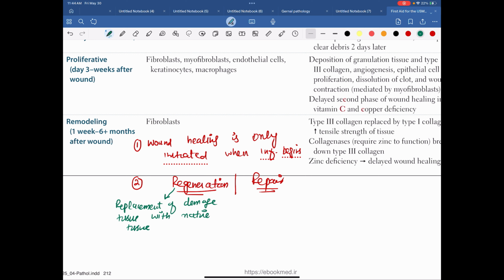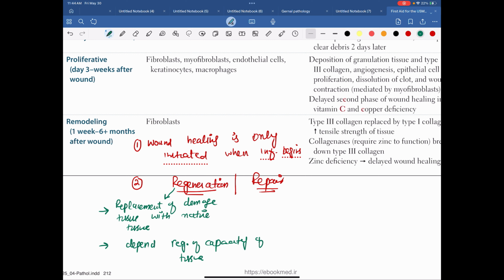This is the definition of regeneration. Then they can also ask the question like, regeneration depends on which thing? Regeneration is dependent on the regenerative capacity of tissue. So it means regeneration is dependent on the capacity of the tissue. So these are the important points you guys have to know.